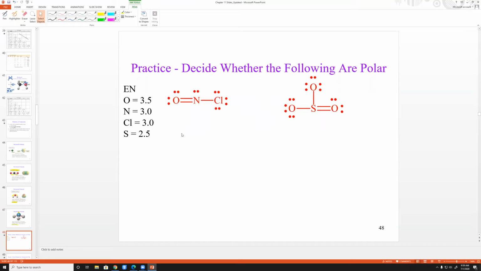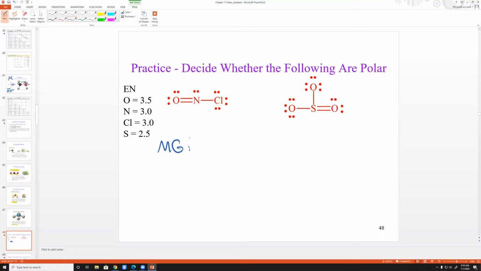So here's some practice. Decide whether the following molecules are polar. We'll do this one together, and we'll do the first one first. It is oxygen, nitrogen, chlorine. For polarity, we don't need to focus on electron geometry much. We just need to focus on molecular geometry, because molecular geometry is the most important. I'll give you that right now.